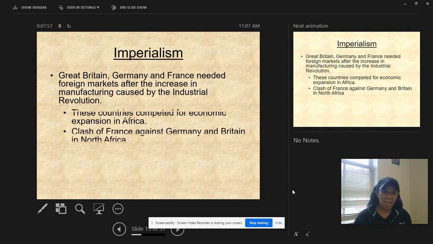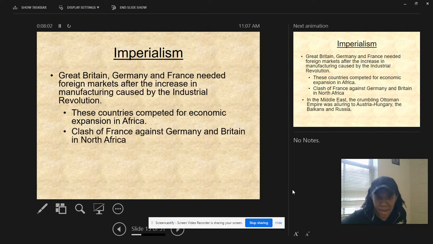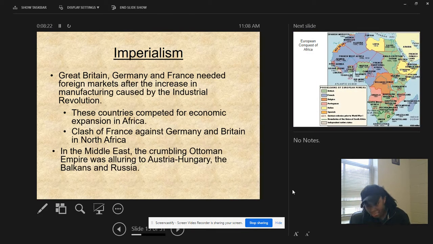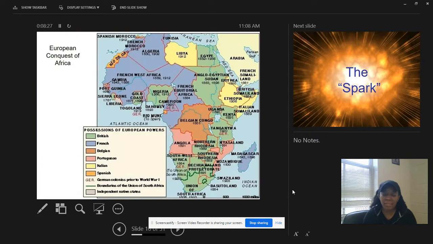And because of that, you have places like Great Britain, Germany, and France that need some raw materials, and they want to increase their markets and their manufacturing. They want to increase all of these things, but that takes money, and they don't want to spend that money when they can go and get it for free. Okay, so where are we going to go and get it from? Same place we went and got the slaves. We're going to go to Africa. So you have a European conquest of Africa.